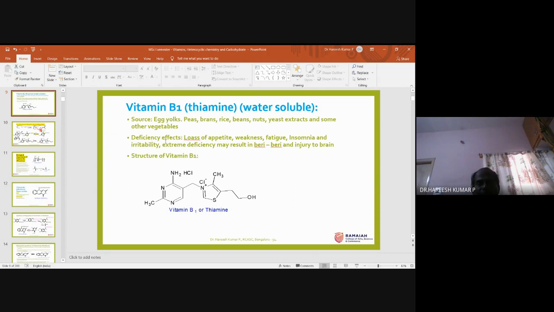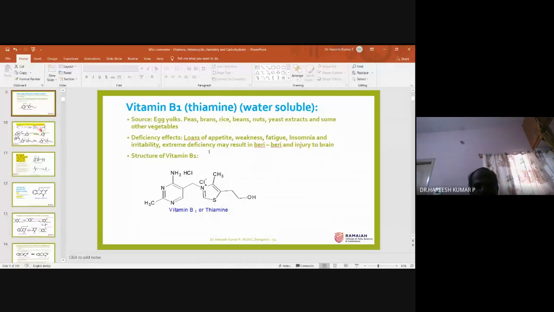If we are looking into the deficiency effects: loss of appetite, weakness, fatigue, insomnia, and irritability. Extreme deficiency may result in beriberi, which is one disease, and injury to the brain. So this is about the deficiency of vitamin B1.